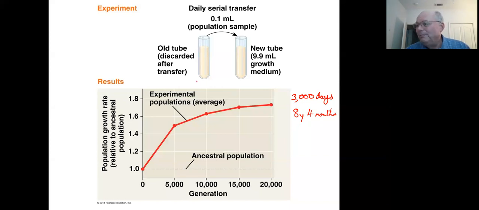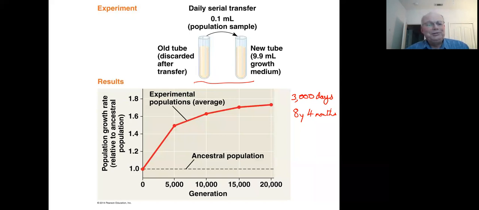And it was basically this. They started out with a single test tube that contained 9.9 mils of broth that was suitable for E. coli to grow in. They added 0.1 mil of an existing E. coli solution into that test tube. The next day, they took a new test tube, placed 9.9 mils of broth in there, took 0.1 mil from the culture tube from the previous day and added that to this new tube, and they'll let it grow.